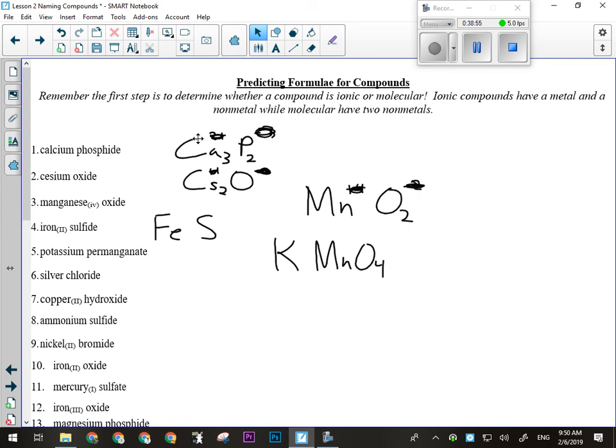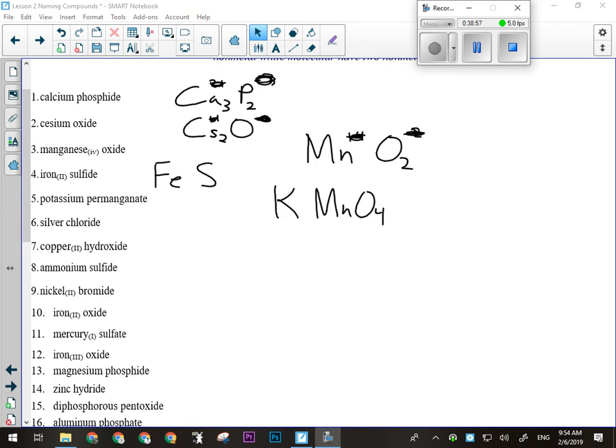Okay, let's have a look at a few more here. So for number 6, I've got silver chloride. Okay, is that ionic or molecular? It's ionic, silver's a metal. So we've got silver, which is a +1, chlorine, which is a -1. That's already balanced. It's just AgCl. We don't have to do anything else with that one.